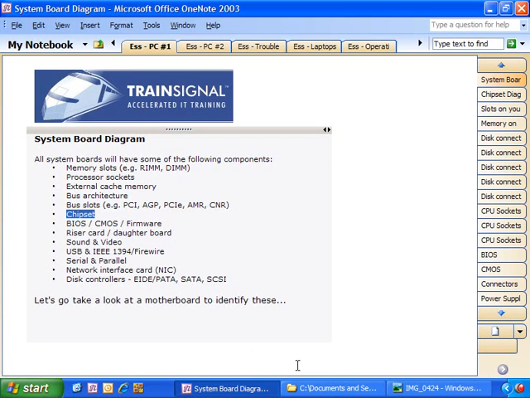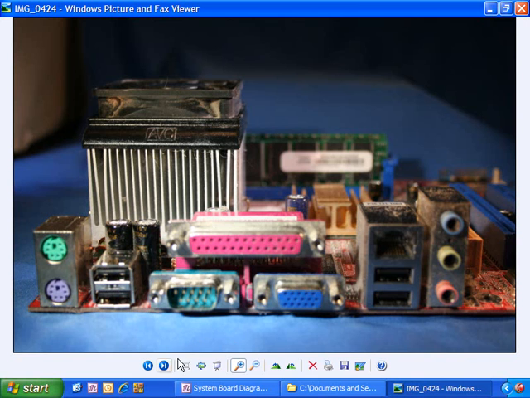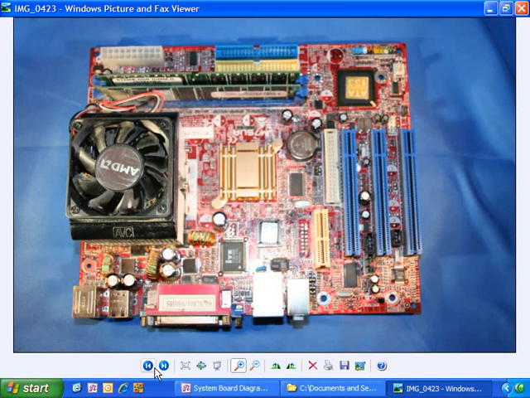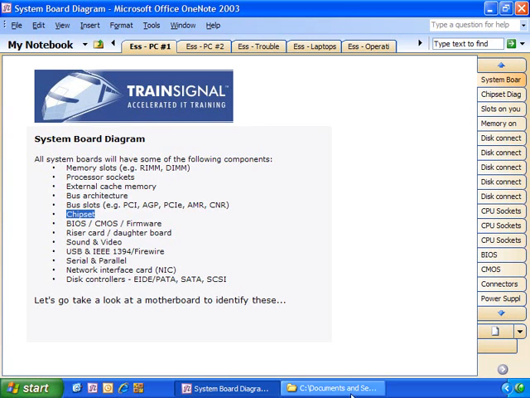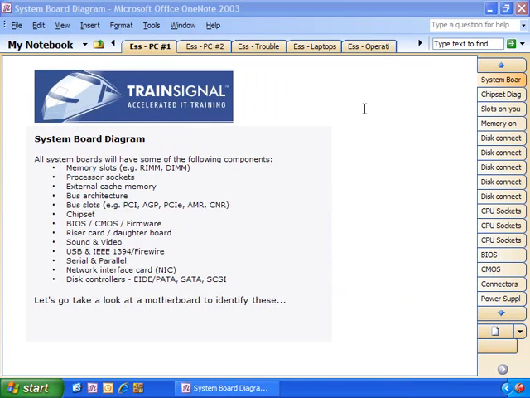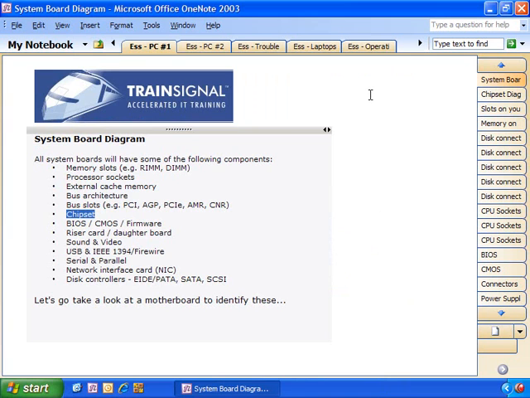And then disk controllers. On this motherboard, there are built-in disk controllers. Right over here, it says ATA133. That's the disk controller. And these 2 slots over here, these are what would connect to the hard drives using this integrated disk controller. All right, so we identified these components on our motherboard.